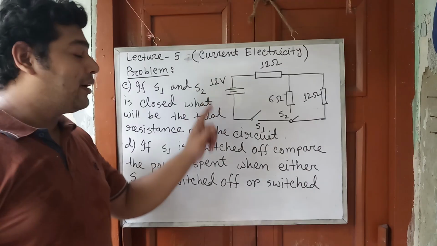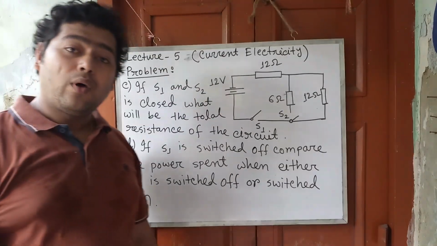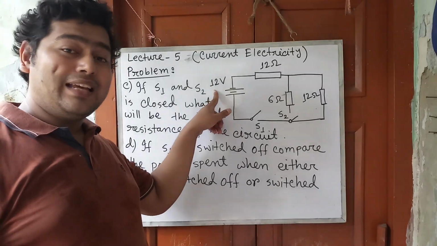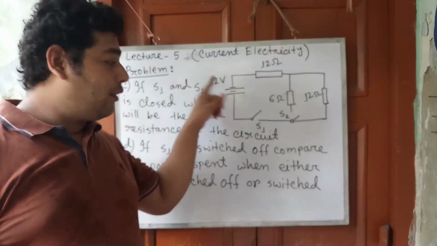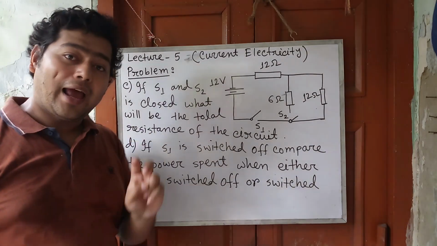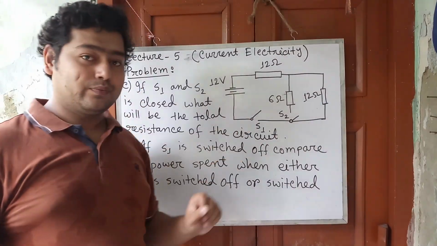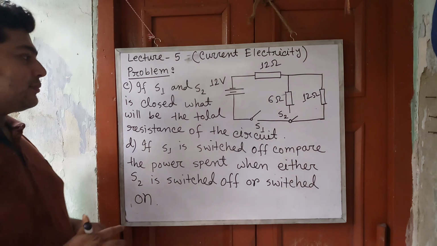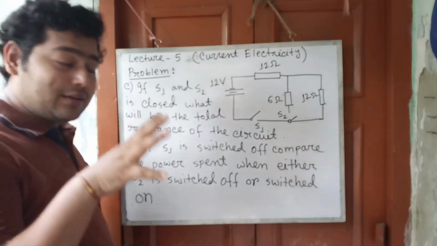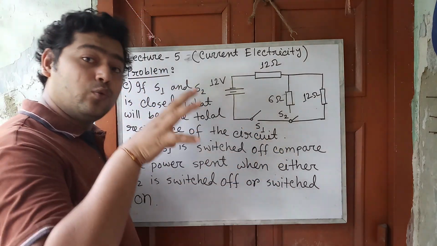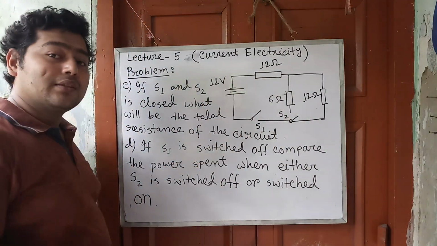And we have one electromotive force, and the value of the EMF is 12 volt. We also have two switches, switch 1 and switch 2. In this type of math we will discuss how a switch works in our circuit.